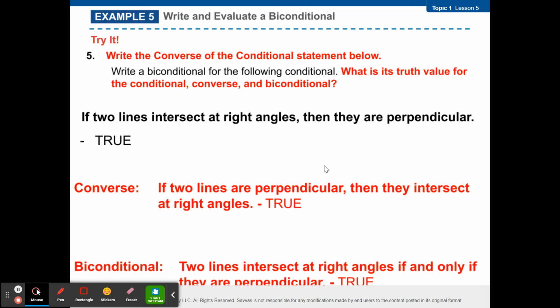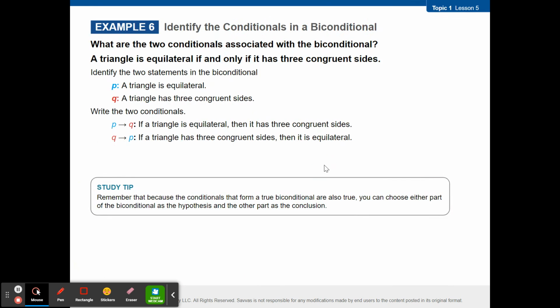Safe to move on? Okay. So example 6, what are the two conditionals associated with the biconditional? A triangle is equilateral if and only if it has 3 congruent sides. Identify the two statements in the biconditional. A triangle is equilateral would be the hypothesis. The conclusion would be a triangle has 3 congruent sides.